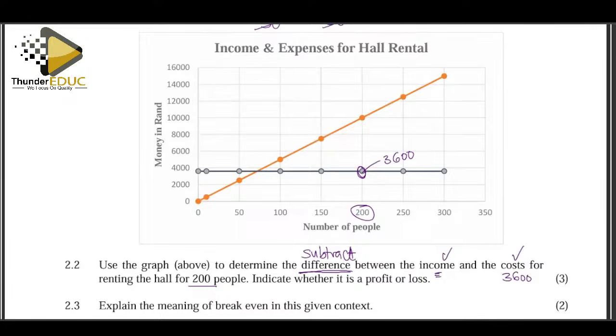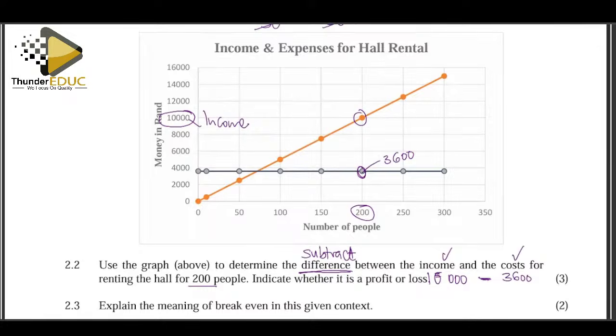What about the income? The income, it's this line that passes through, but when does it touch 200? It touches it at this point. So you read off this. This is the income. So you come here, put your 10,000. Because we're looking for difference, we subtract. And the answer became 6,400.